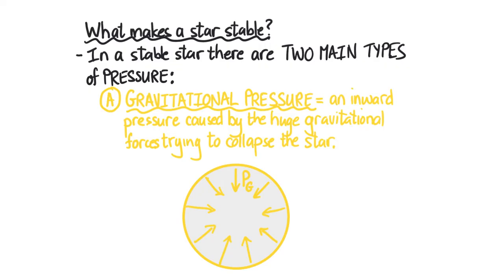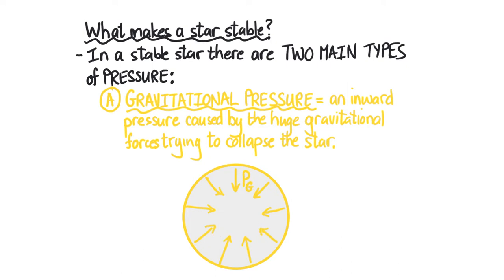So what makes a star stable? Well, in a stable star, there are two main types of pressure that exist. The first one is an inward pressure, namely the gravitational pressure, which is caused by the huge gravitational forces that are trying to collapse the star.